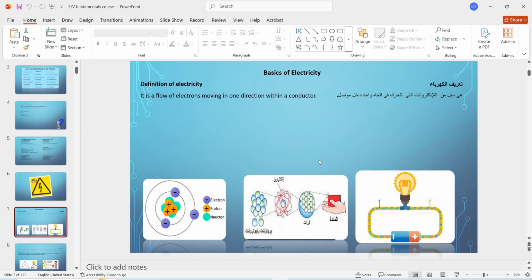Actually, the atom does not consist of electrons only, but it consists of electrons, protons, and neutrons. As I see here, the electrons have a negative charge, the protons have a positive charge, and the neutron is neutral. So these three elements form an atom, and billions of atoms form a matter. So this was a simple definition of electricity.